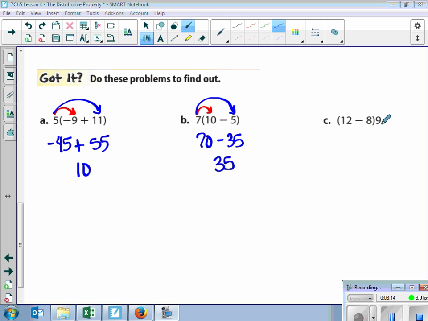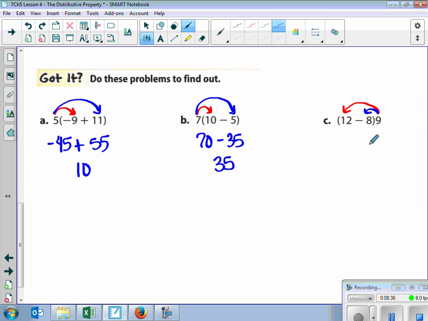For example C, here we have a 9 on the outside. Now, does it matter that the 9 is in the front or in the back? No, it doesn't matter. So here we're going to take that 9 and multiply it times the 12, and multiply it times the 8.